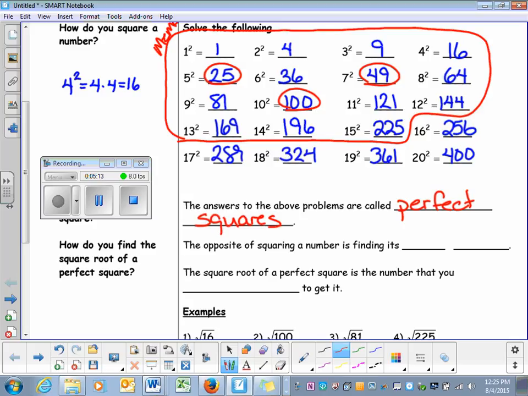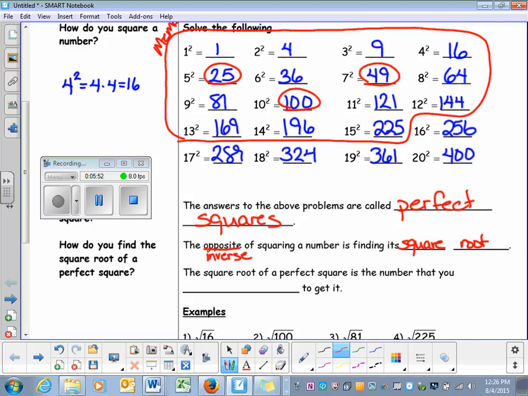So now that we know how to find a perfect square, either using our multiplication tables or using our graphing calculator, the question is, how do we find the square root of a perfect square? Okay, the opposite of squaring a number is finding the square root. Squaring a number and taking the square root are inverses. Opposite and inverse mean the same thing mathematically. Okay, they undo each other, just like addition and subtraction are inverses or opposites. Multiplication and division are inverses or opposites.